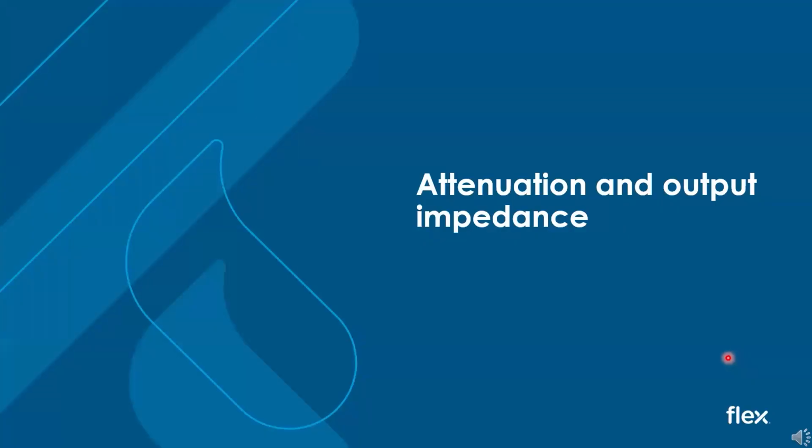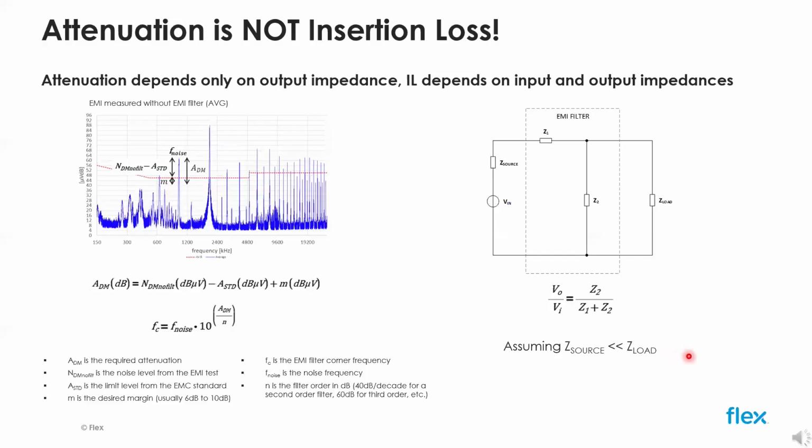Let's look now at some filter design parameters. We can start with attenuation and output impedance. One important thing to note is that attenuation is not insertion loss. As we have seen previously, insertion loss is obtained with a 2-step measurement, with and without the EMI filter in place. Filter attenuation is obtained from the filter voltage transfer function.